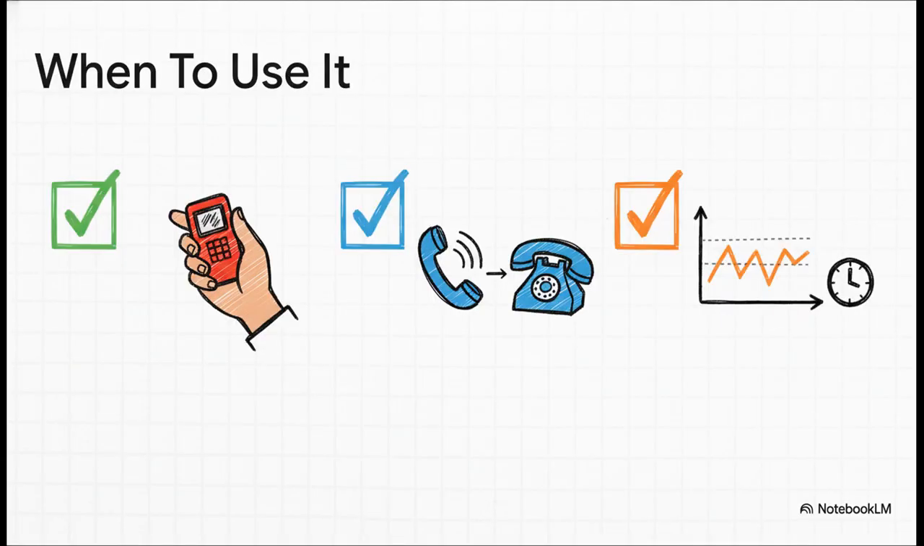Now, there are a few key conditions to use this model. First, you have to be counting events. Second, those events need to be independent. One phone call shouldn't make another one more or less likely to happen. And third, you need to know the average rate, and that rate has to be pretty steady.